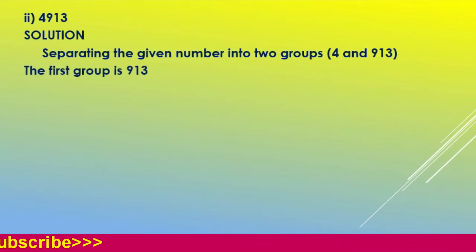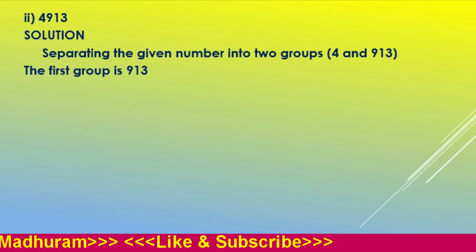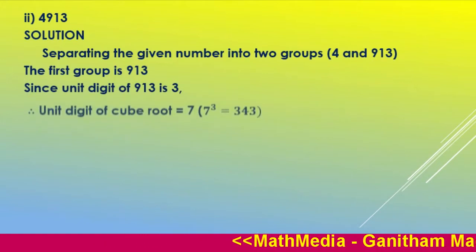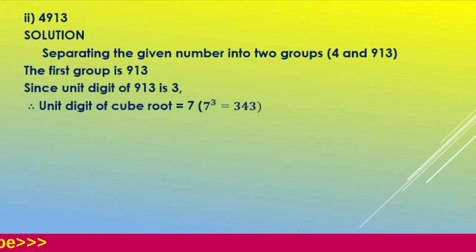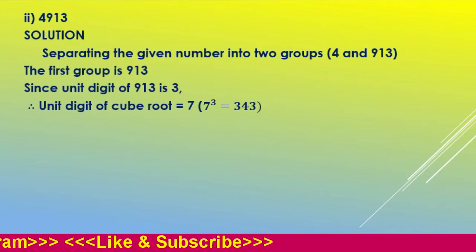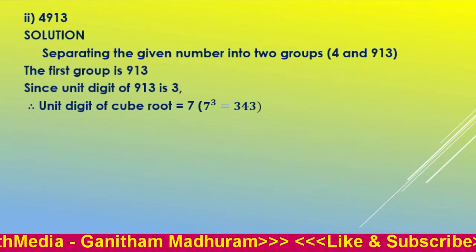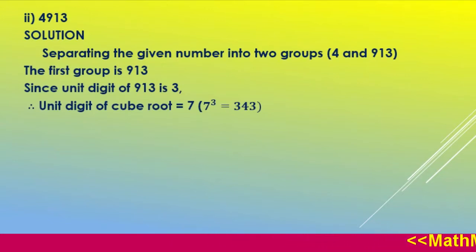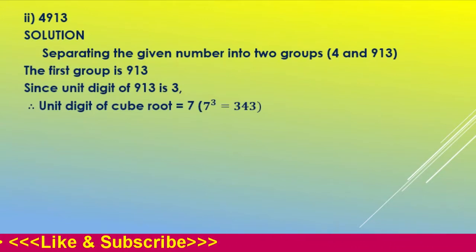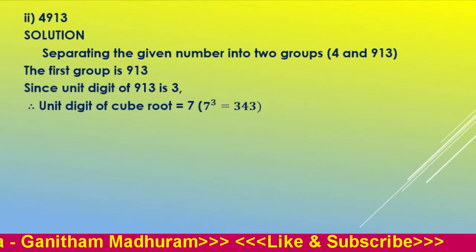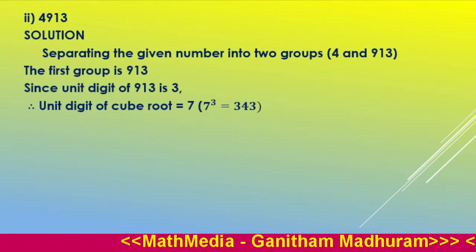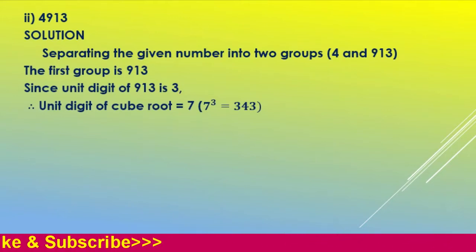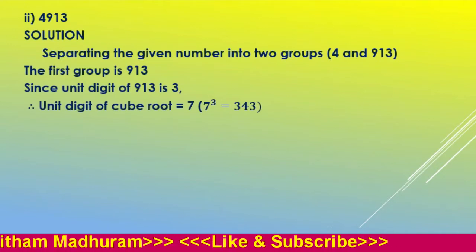So the cube root of the number will end with 7. Is it clear? Because 7 cube equal to 343. When the cube ends with 3, then its cube root will end with 7. Is it clear? Therefore, the unit digit of the cube root will be 7. So, in the cube root, we got the unit digit.